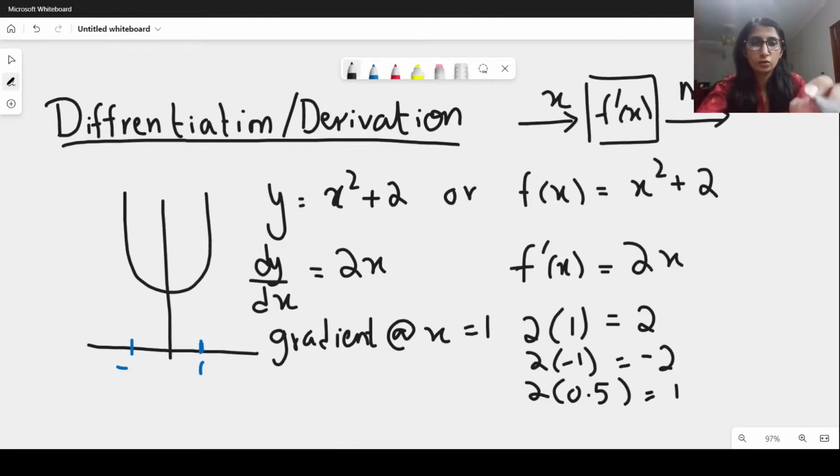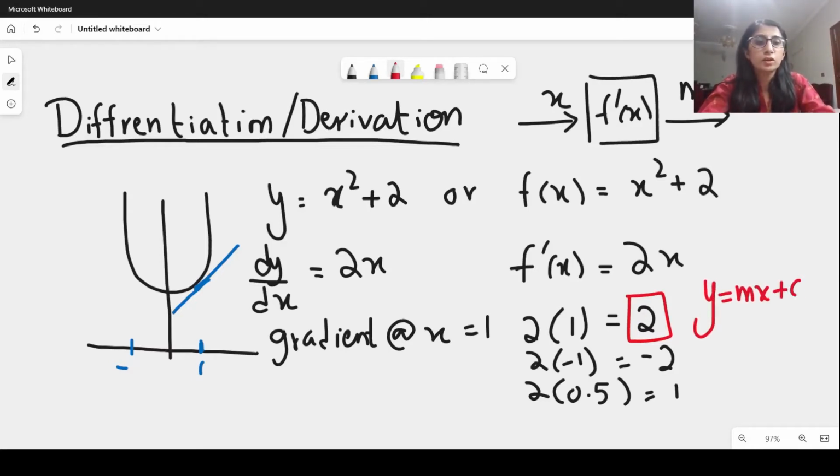Another thing we need to know before we move on is that you might be asked to find the equation of this tangent at, let's say, x equals 1. So what you'll do, you'll already have an m from the process we just discussed, and then you use the formula y equals mx plus c to get the equation of this tangent. And then you'll use the concept of coordinate geometry to get c.